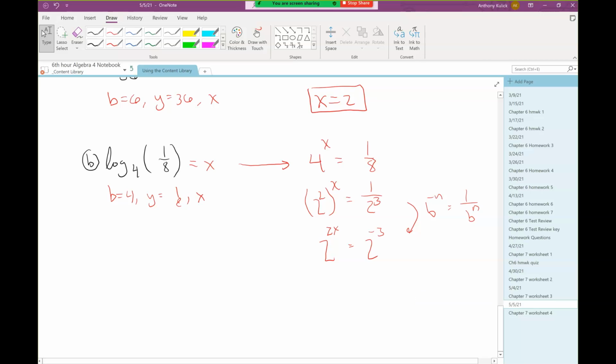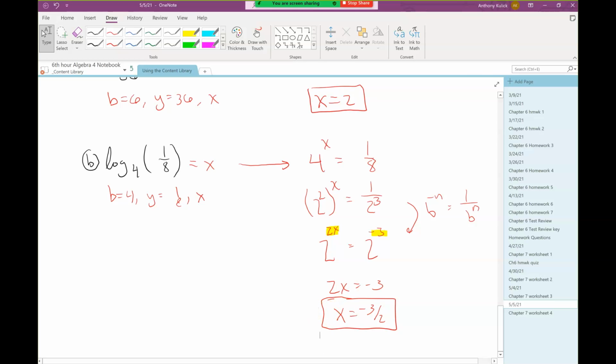So if I have 2 to the 2x equals 2 to the negative 3, the only way that those two numbers can be equal is if their exponents are equal, right? Since the bases are both 2, the exponents would have to be equal. Everybody agree with that? So what I can say then is 2x has to equal -3. So x is just -3/2.